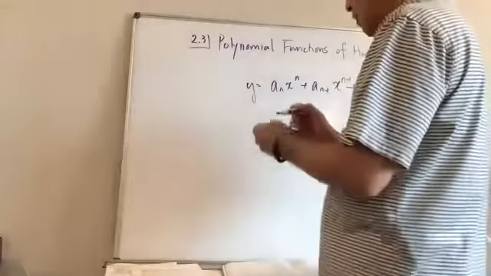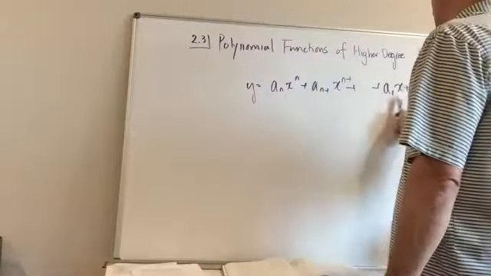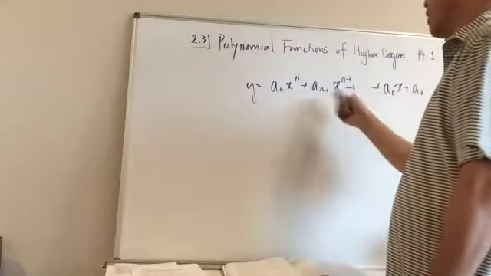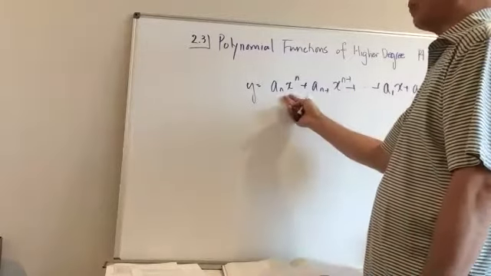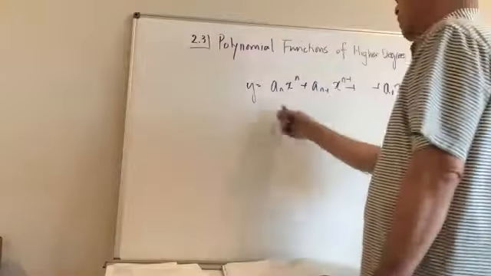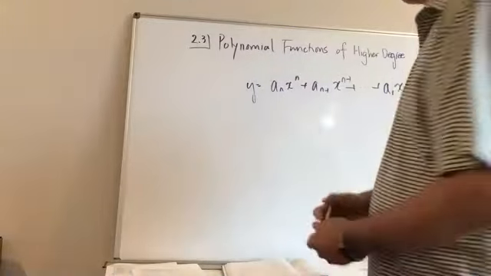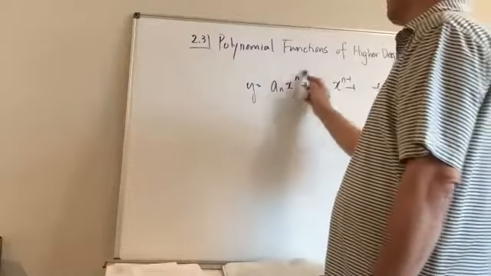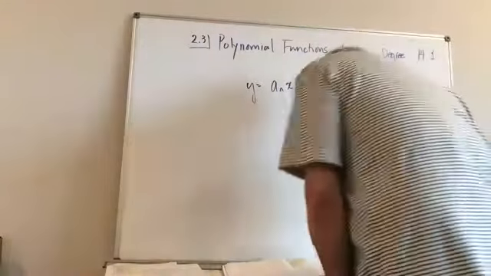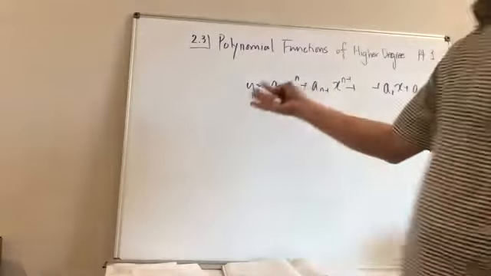Each one of these little things is called a term. So you have terms, okay? In this one, you would have up to n terms. You don't have to have every single one, but at the most, you would have n terms. These a's here are called coefficients. This is called the leading term, the leading coefficient. So, coefficient, leading term, term. This is also called the standard form of a polynomial.